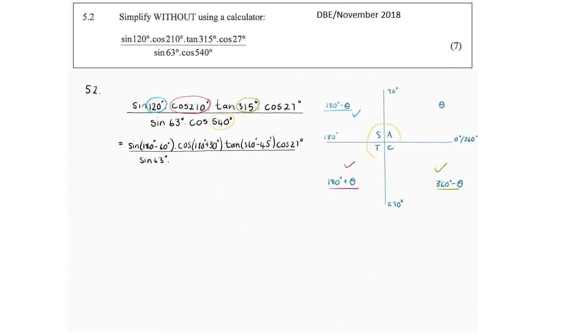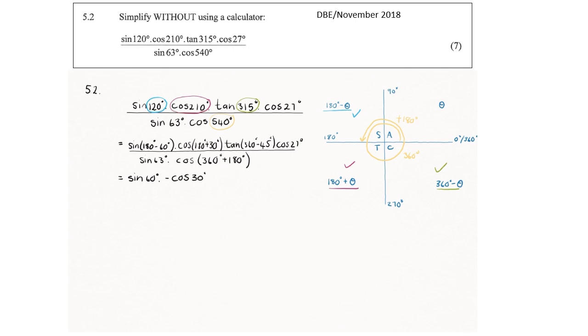Now 540 degrees is equal to 360 degrees, that's one full revolution, plus another 180 degrees. So this can then be written as cos of 360 degrees plus 180 degrees. And now we can simplify this further. Sine of 180 minus 60 degrees can be written as sine of 60 degrees, since sine is positive in the second quadrant. Cos of 180 plus 30 degrees is in the third quadrant, and cos is negative in the third quadrant, so we can write this as negative cos 30 degrees.